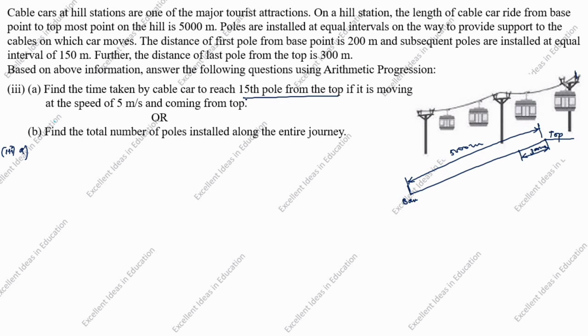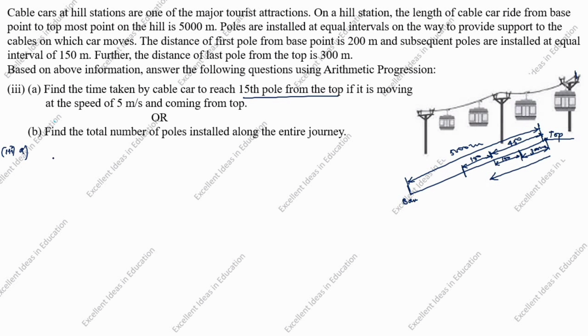Time taken by cable car to reach 15th pole from the top if it is moving at a speed of 5 meter per second and coming from the top. So from here to base of the hill station. Next, you see here, and subsequent poles are installed at equal intervals of 150. Here is 150. From the top to here is 300. So next pole is given as 450. From the top to second pole. Next is this is 150. So from top to here is 450 plus 150 is 600.